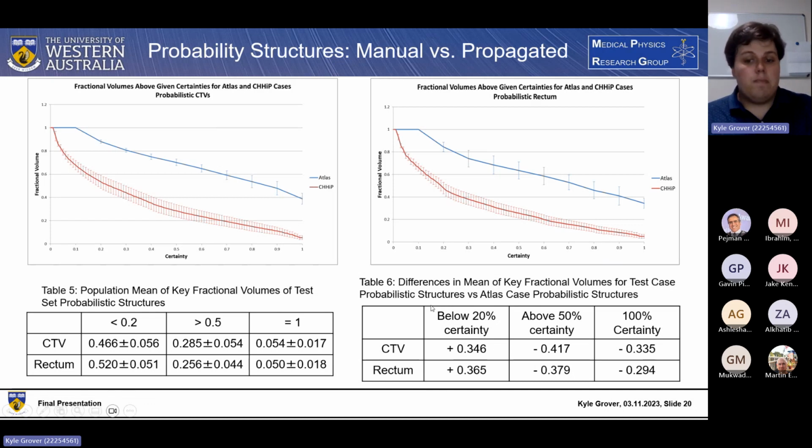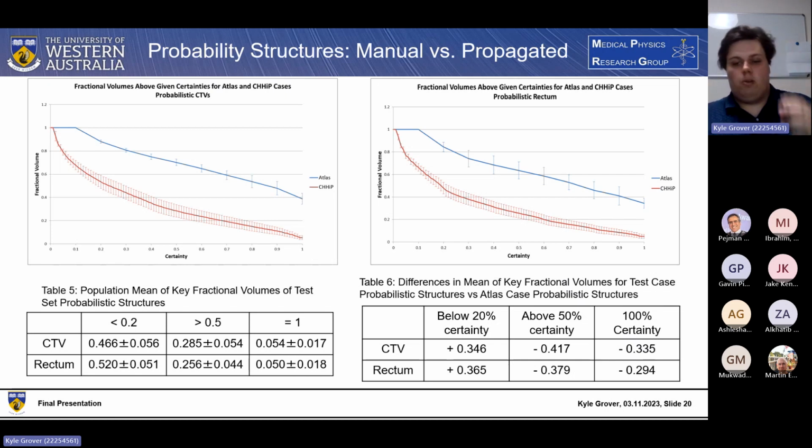And the main ones that we care about is when we have a look comparing how propagated contours have, we end up finding that there's an increase in the fraction of cases that have very low certainty, below 20% certainty voxel values.